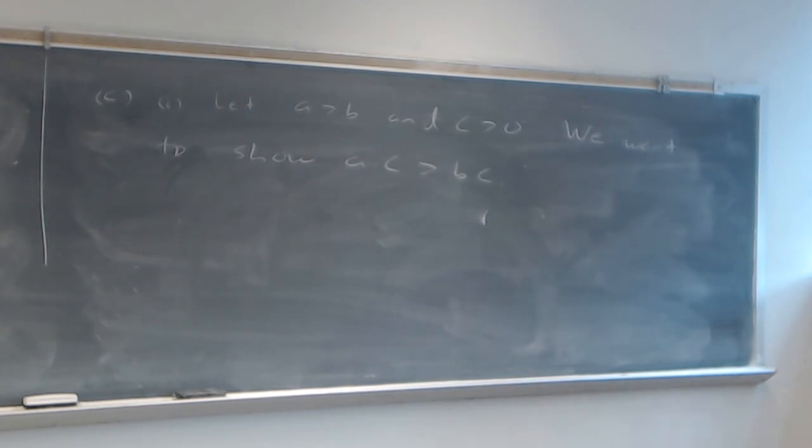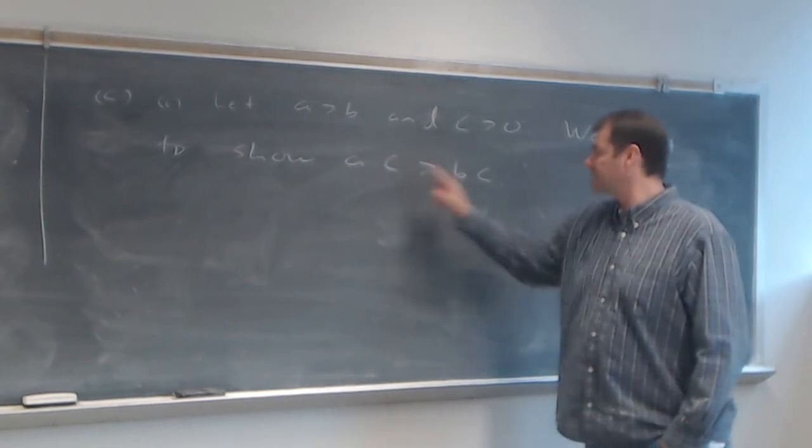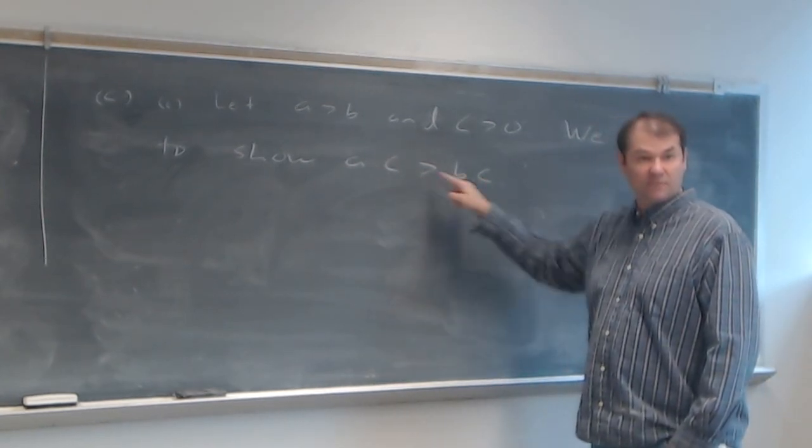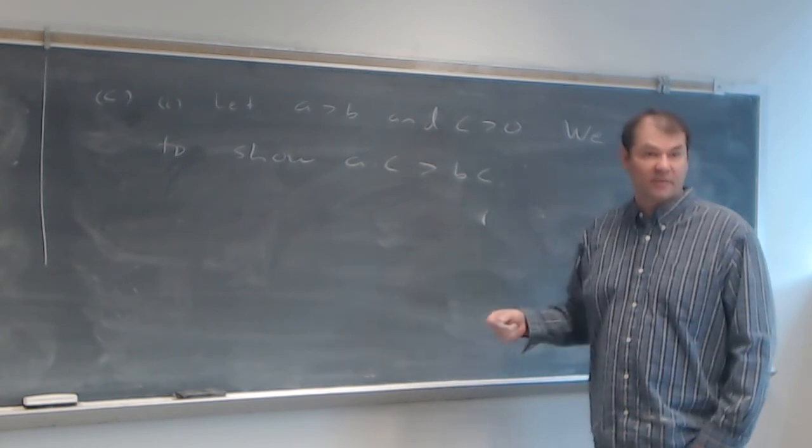Brad, how am I going to show that A times C is greater than B times C? Well, I'm going to use the definition. That is, I'm going to have to show that A times C minus B times C is a positive number. Is that okay, Chuck? Okay, that's what I want to do. I want to show A times C minus B times C is positive. That's the definition of this less than or greater than.